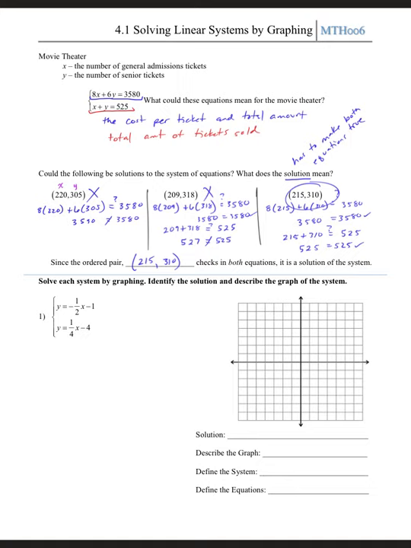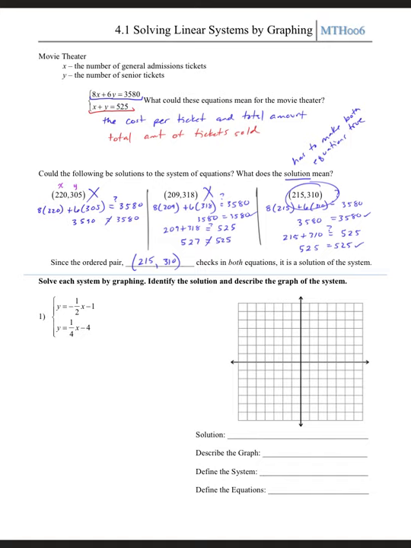So now what we're going to be doing is finding that solution by graphing. So example 1, solve each system by graphing, identify the solution, and describe the graph of the system. So these two equations are set up nicely for us because they are already in slope-intercept form, meaning they're in the y equals mx plus b form. They're already solved for y. So we just need to go ahead and graph them.